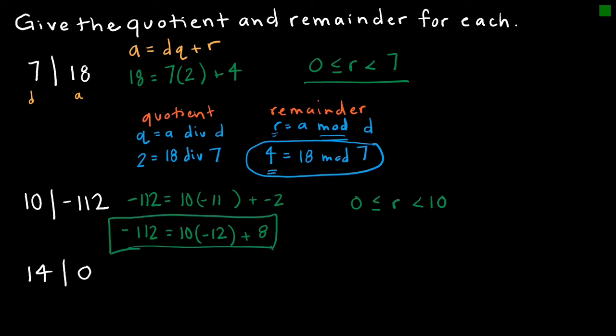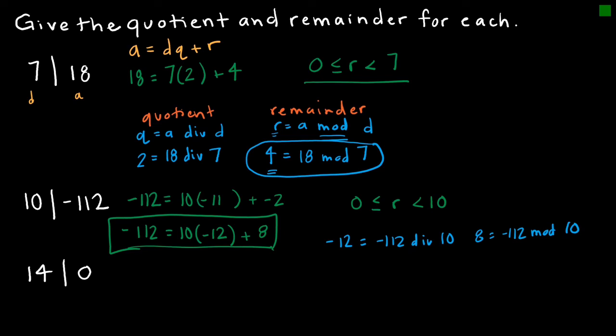And then, of course, I need to write my quotient, which would be that negative 12 equals negative 112 divided by 10, and then my remainder of 8 would be negative 112 mod 10.